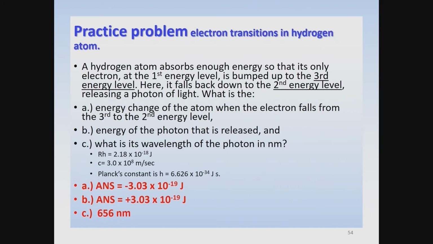So let's go ahead and do this practice problem. A hydrogen atom absorbs enough energy so that its only electron at the first energy level is bumped up to the third energy level. Then it falls back down to the second energy level, releasing a photon of light. What is A, the energy change of the atom when the electron falls from the third energy level to the second energy level? B, the energy of the photon released during this change, and C, the wavelength of that photon? To help me understand this problem, I'm going to make another drawing.